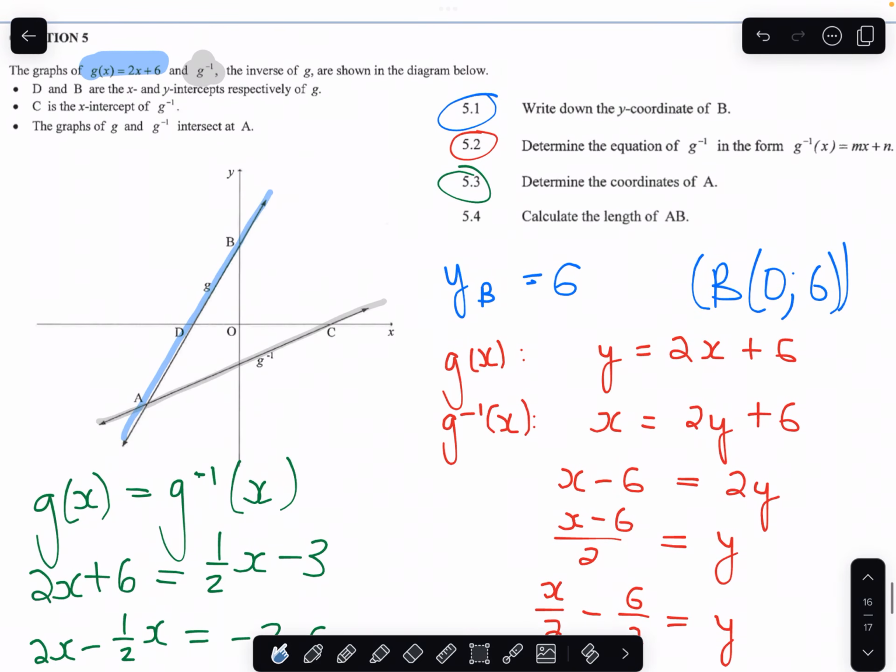And then the last, is this the last question? No, there's another question after this. Second last question says, calculate the length of AB. Okay, so we have the coordinates of A, we have the coordinates of B, so we can just use the distance formula.